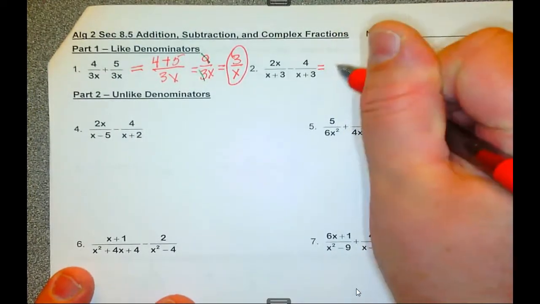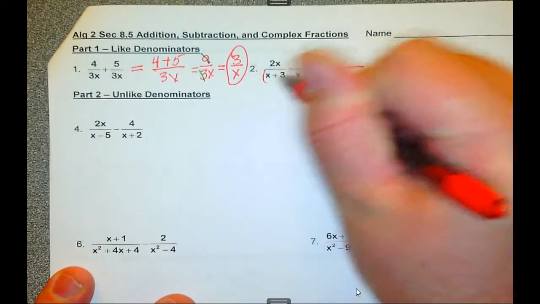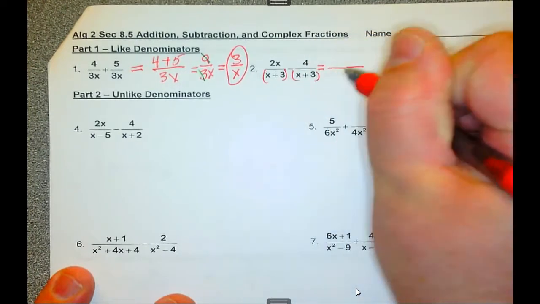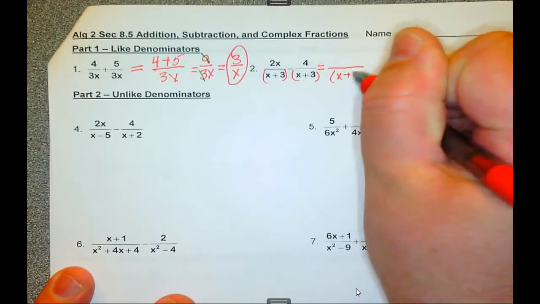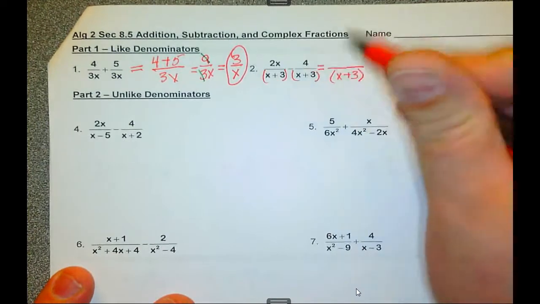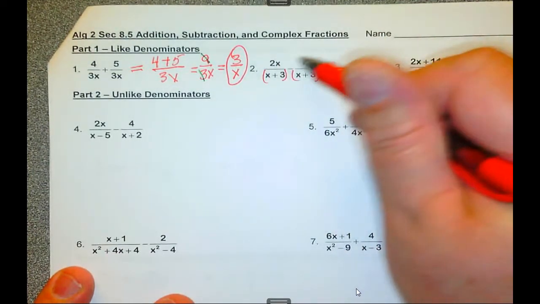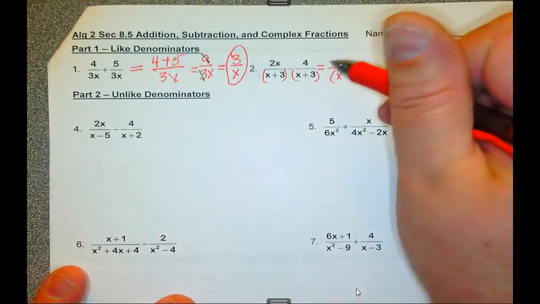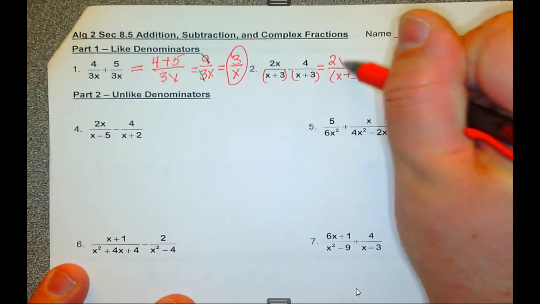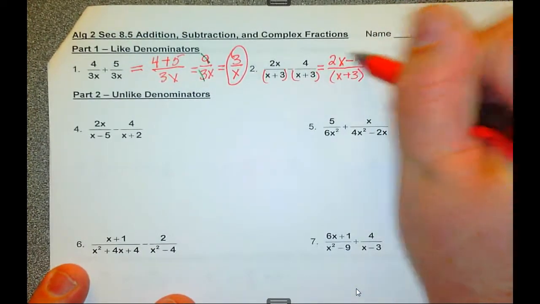My common denominator is x plus 3. So I end up just not multiplying the numerators by anything because I have a common denominator. So I have 2x minus 4.